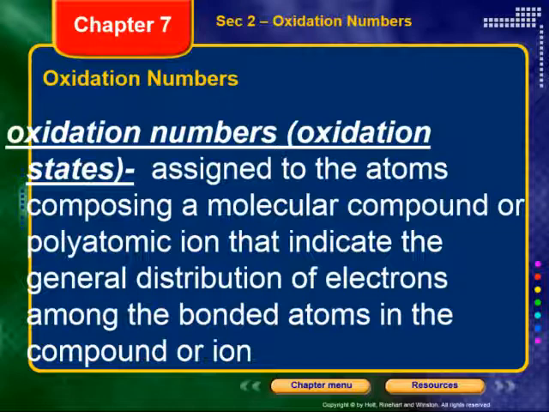Now remember, when you have anything that's not a pure covalent bond, a nonpolar covalent bond, you're going to have uneven distribution of electrons within that bond. They're going to be leaning more closely towards the more electronegative atom.